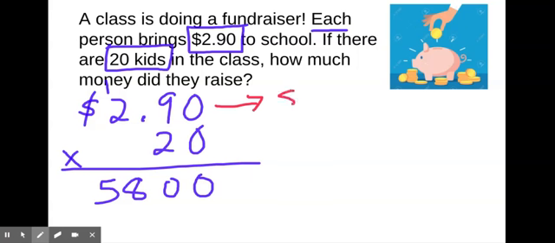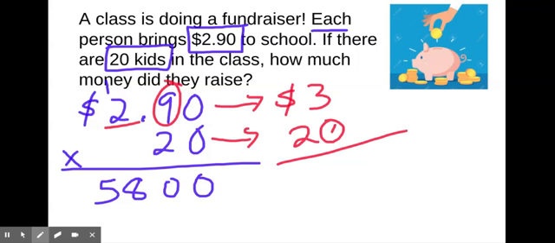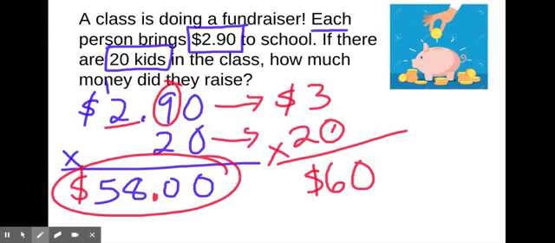$2.90 is really close to $3. We can round that. And 20 is still easy to work with, so we'll keep that number. We end up with 3 times 20, which gives me about 60. So where can I place my decimal point on this number to give me an answer that is close to my estimate of 60? I could place it right here after the 8. That gives me 58 and 0 cents, which is really close to 60. Add my dollar sign, and I've got it.